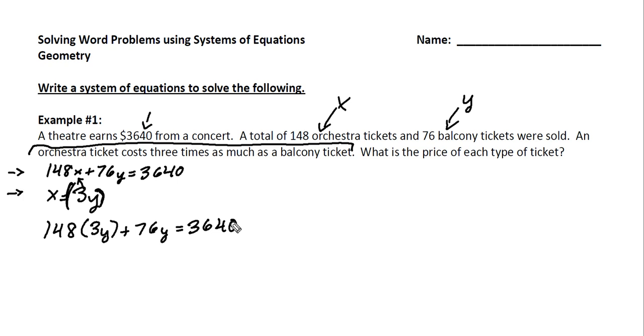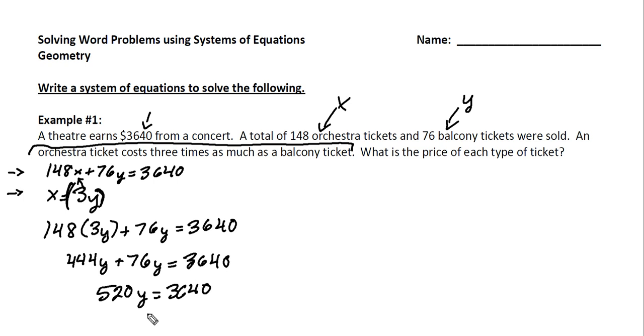So 148 times 3y is going to give us 444y. 444 plus 76 is going to give us 520. So we have 520y equals 3,640. Divide by 520 on both sides, and we get y equals 7. So the cost of a balcony ticket is $7.